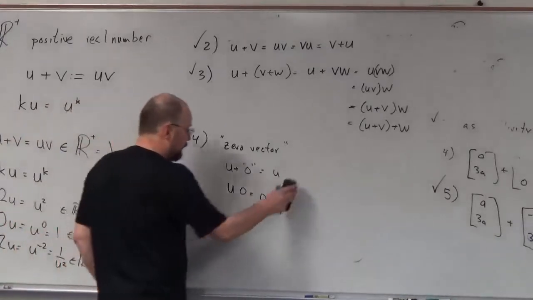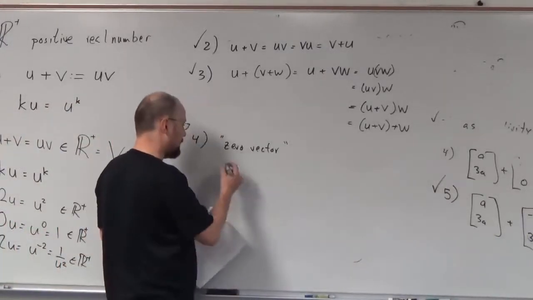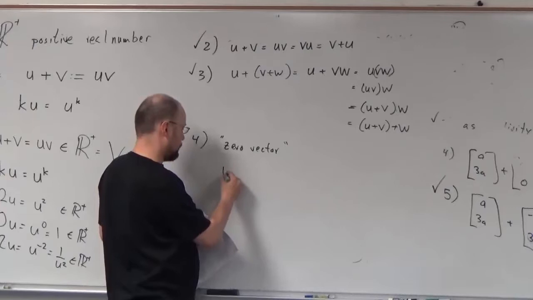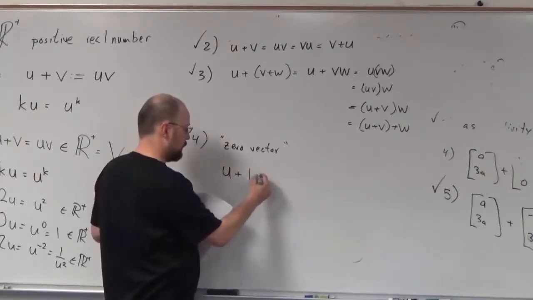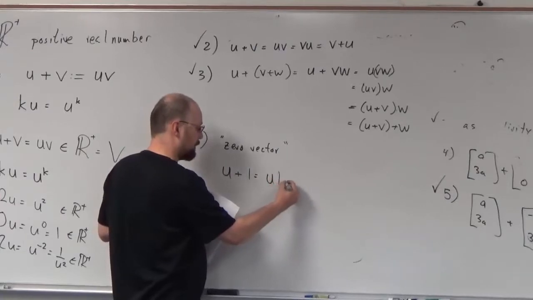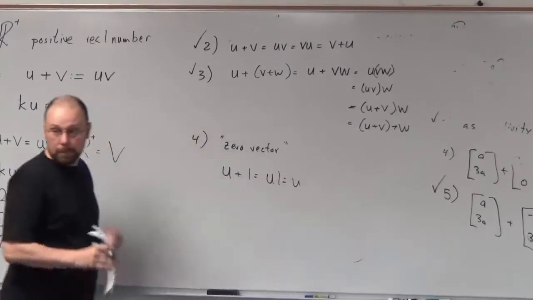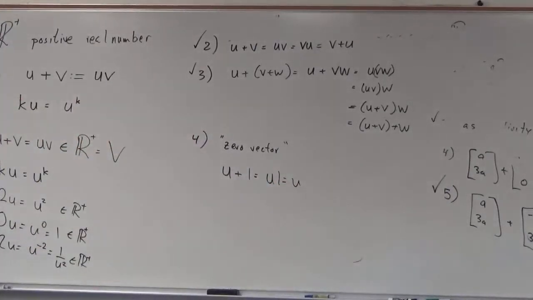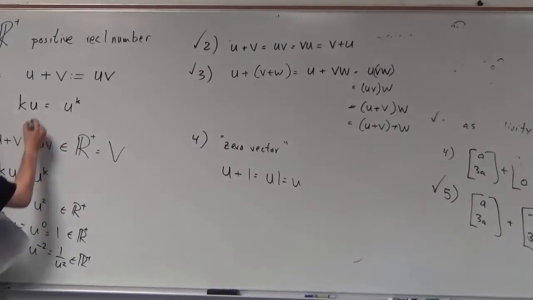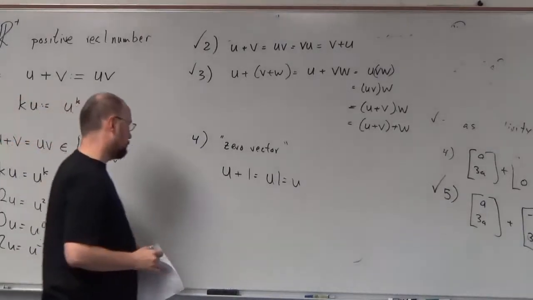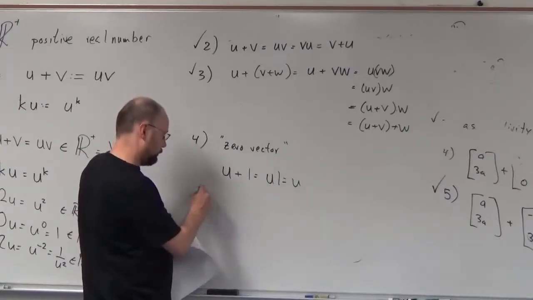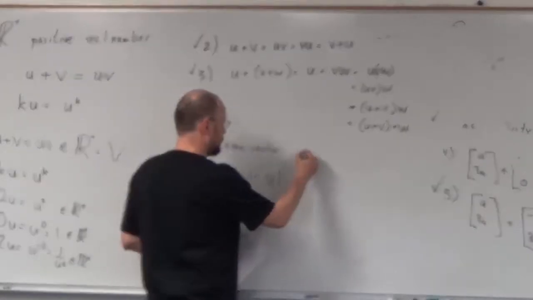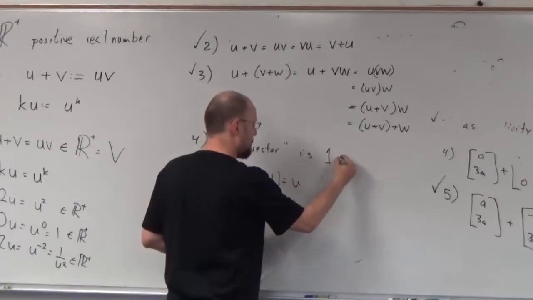Our 0 vector, the additive identity, is going to be 1. Take any positive number u plus 1, that's really u times 1, which is u. So our 0 vector is the real number 1.